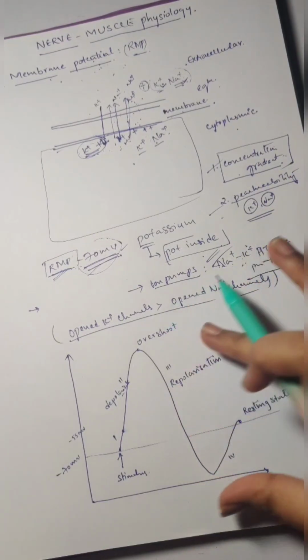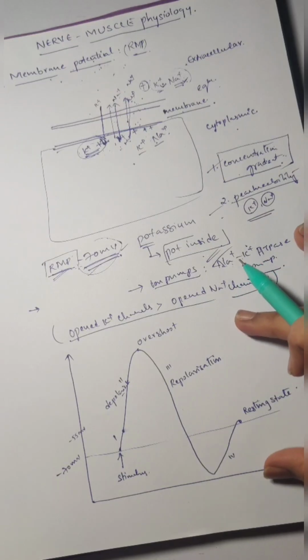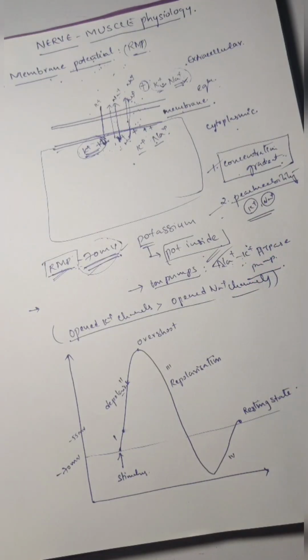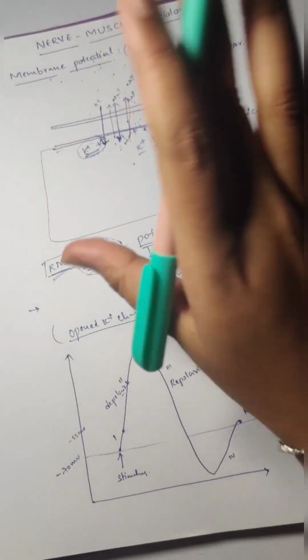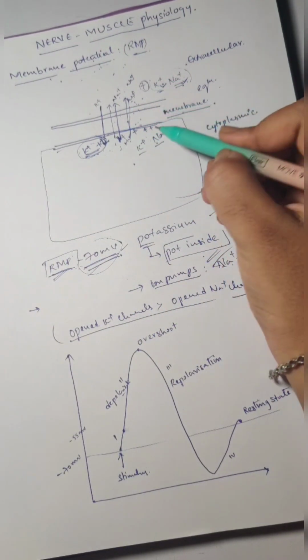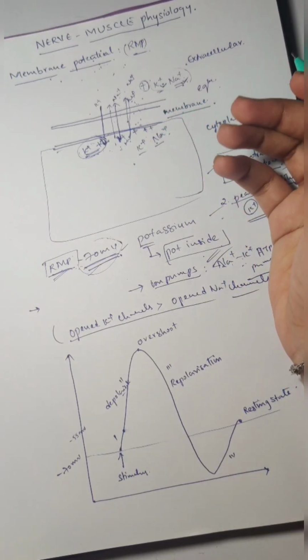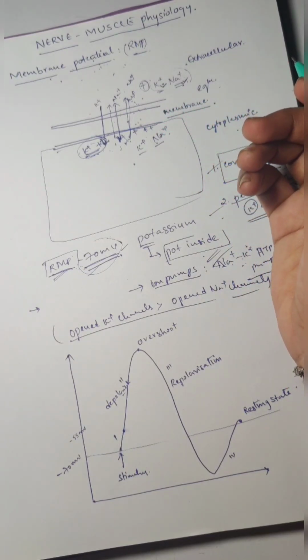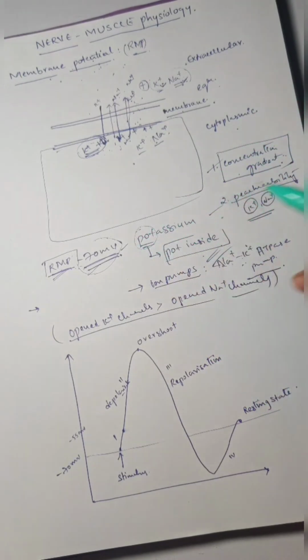Okay, now we will be reading about the membrane action potential curve, which is very important for theory exams and also for the NEET exam. Now imagine a cell which is in its resting membrane potential. That means the sodium ions are more outside and the potassium ions are more inside.